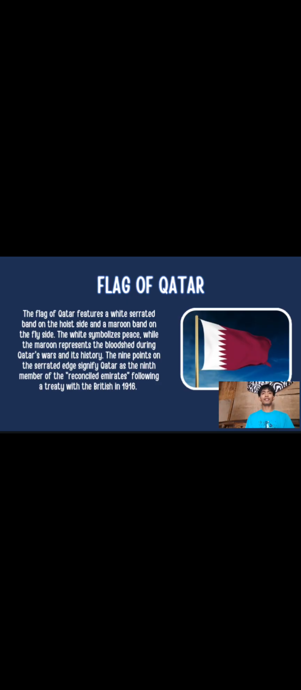Next slide is the flag of Qatar. The flag of Qatar features a white serrated band on the hoist side and a maroon band on the fly side. The white symbolizes peace, while the maroon represents the bloodshed during Qatar's wars and its history. The 9 points on the serrated edge signify that Qatar is the ninth member of the Reconciled Emirates, following a treaty with the British in 1916.